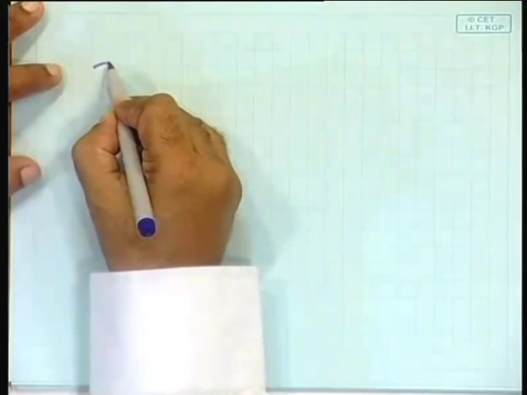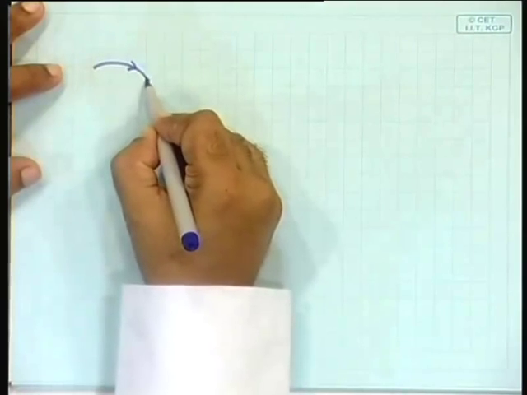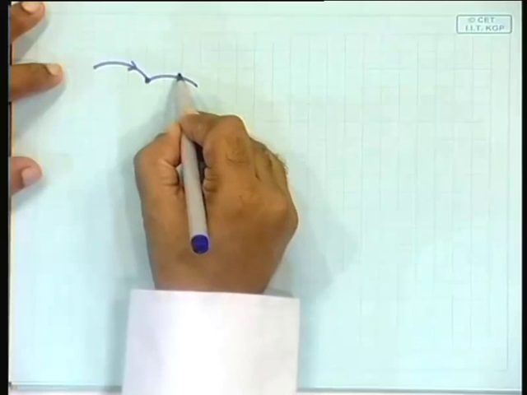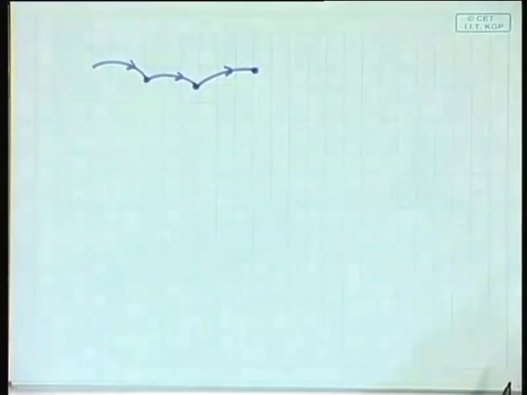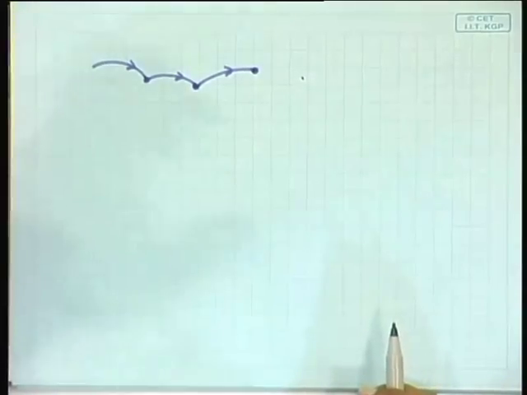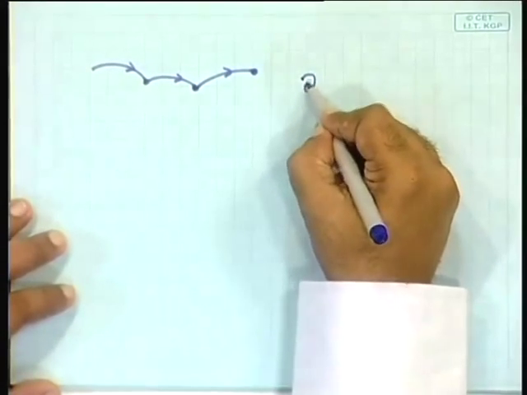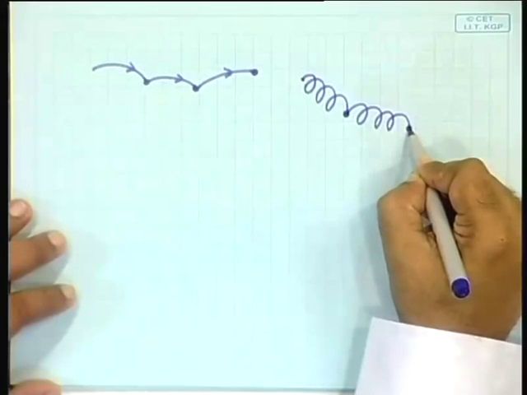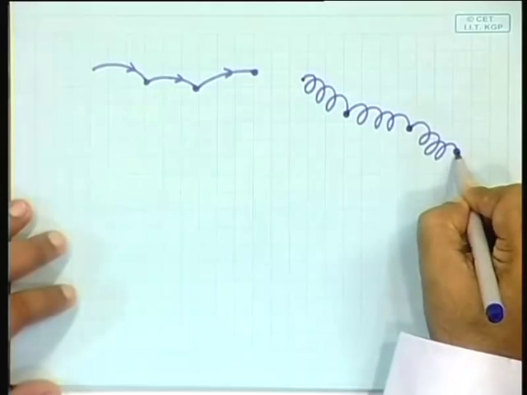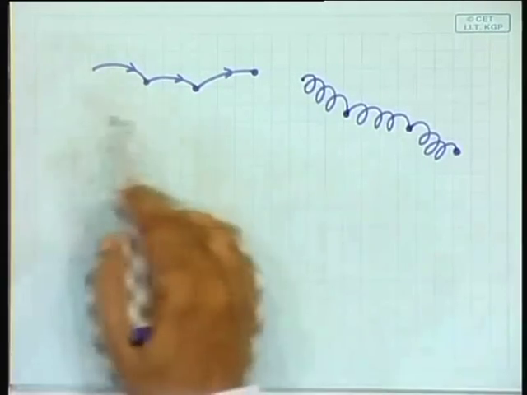But now, as I told you, it will actually cover paths like this, and then another collision, another collision, another collision, and so on and so forth. Right? It will go through many collisions, either this type, or you might say that if the angular frequency is much higher, then it will be like that. There are two possibilities.